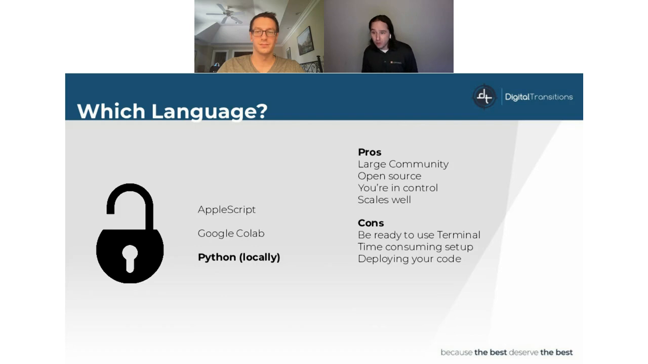Python is one of the most common programming languages in the world, with a huge community of developers and open source projects you can borrow from. Running it locally puts you fully in control, in contrast to Google Colab, and it allows you to scale to very large files and data sets. But setting up Python and installing Python programs is not nearly as easy as AppleScript and Colab. You will need to use the terminal and dedicate significant time to setting up your computer.